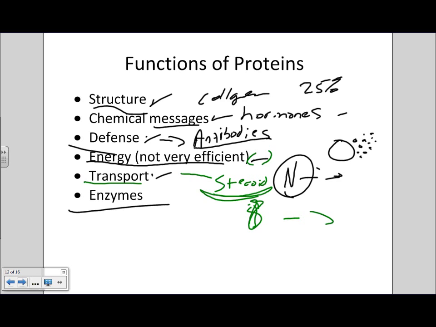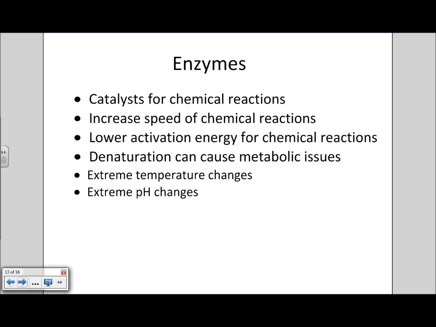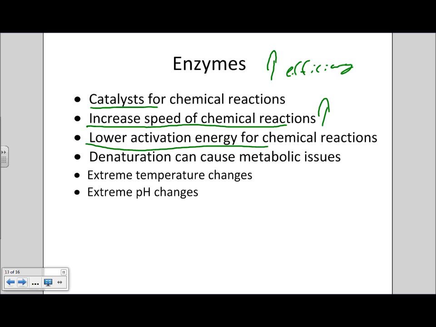Okay, and then one of probably the biggest and more diverse functions of proteins, they act as enzymes. Let's talk a little bit about these enzymes because they're extremely important. Enzymes are catalysts for chemical reactions. When we say they're catalysts, they don't necessarily create chemical reactions. What they do is they increase the efficiency of chemical reactions. They allow chemical reactions to occur at a much more rapid rate and with less energy. So they lower what's called the activation energy for chemical reactions.